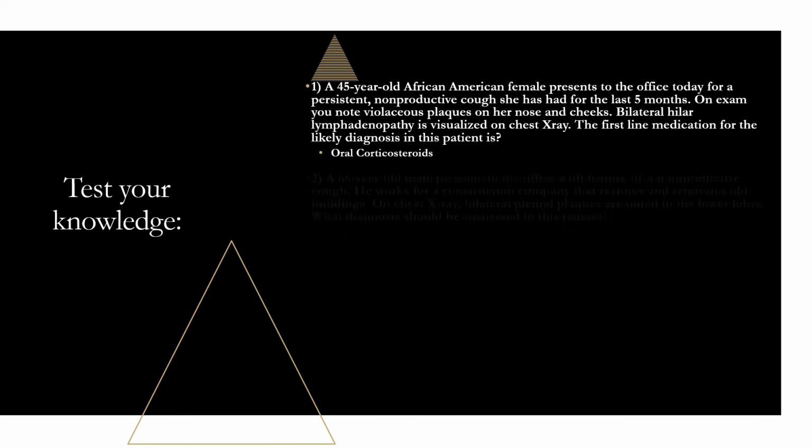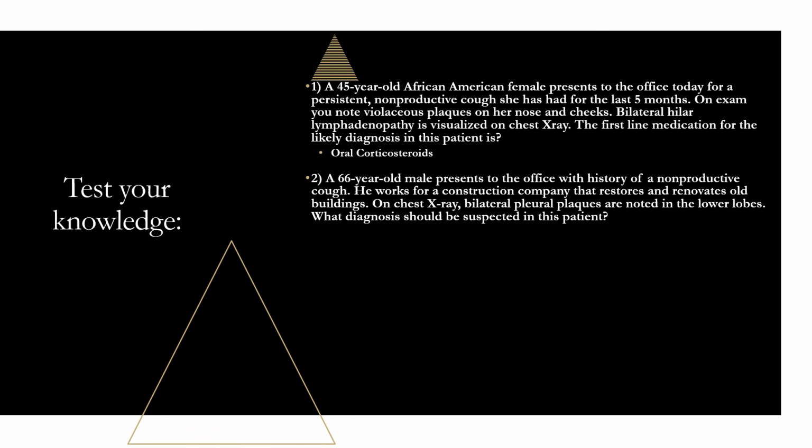So remember, she had lupus pernio, she had that bilateral hilar lymphadenopathy, she fit the criteria, African-American female, all pointing to sarcoidosis. Question 2, a 66-year-old male presents to the office with a history of a non-productive cough. He works for a construction company that restores and renovates old buildings. On chest x-ray, bilateral pleural plaques are noted in the lower lobes. What diagnosis should be suspected in this patient? So the diagnosis that should be suspected is asbestosis. So pleural plaques in the lower lobes, works in the construction business, repairing and renovating old buildings, which is one of the risk factors for exposure to asbestos. So remember, works in a construction company, renovates those old buildings, and then we found on x-ray he had those plaques noted in the lower lobes, and remember, asbestosis, those plaques.